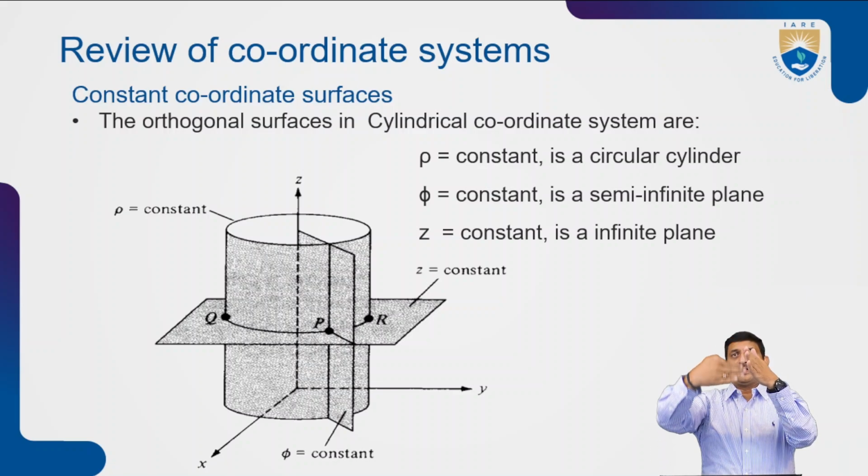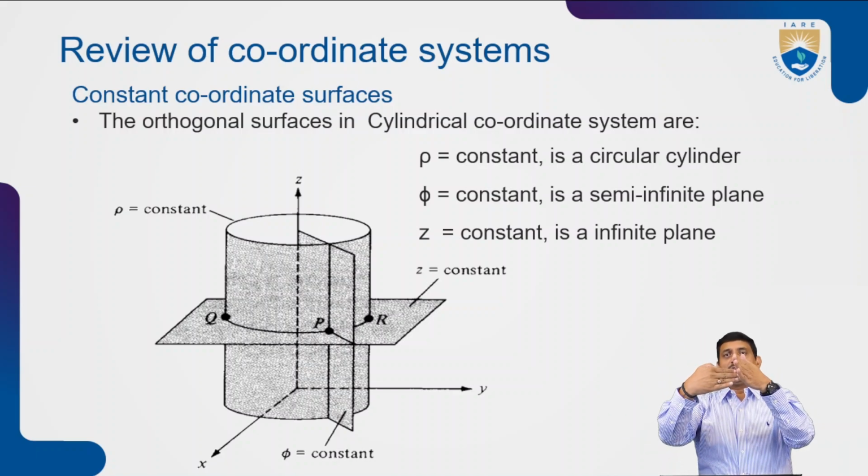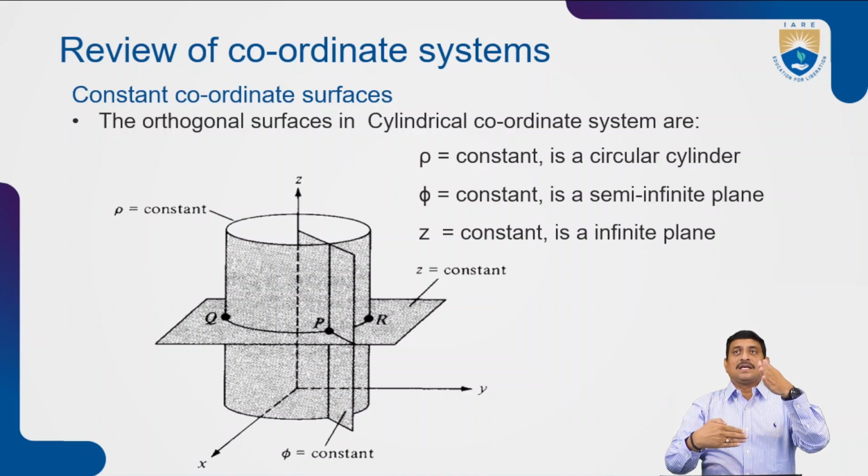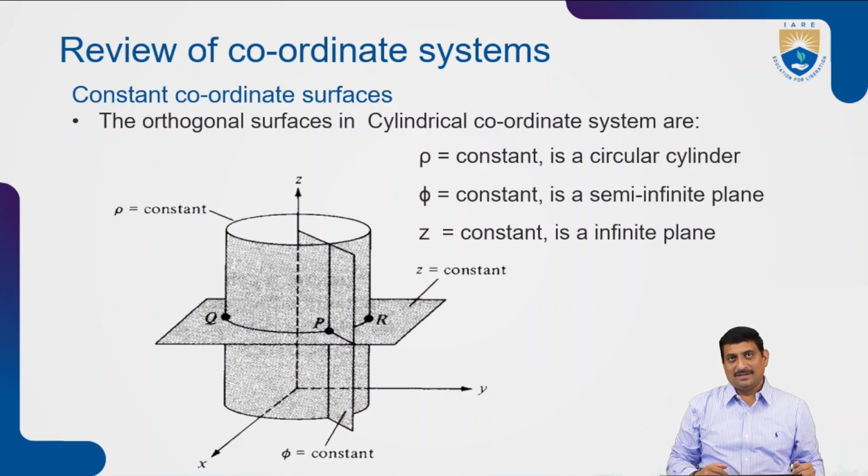So I keep phi equal to constant, and I vary rho from 0 to infinity and z from minus infinity to plus infinity, which gives us a semi-infinite plane. Phi equal to constant gives a semi-infinite plane, whereas rho equal to constant is a circular cylinder.